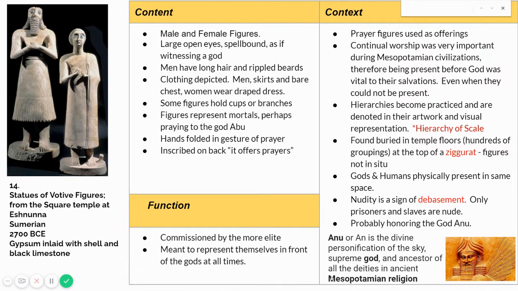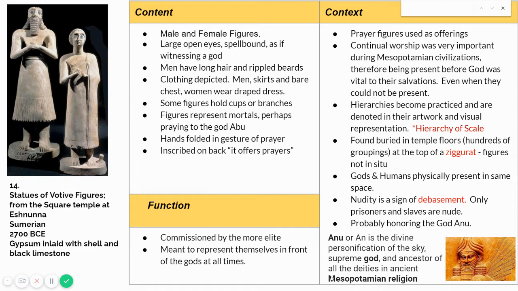We have clothing that is depicted, so we're able to see how both genders were to dress in those days. Men wore skirts and were bare-chested. Women would wear a draped dress. Some figures would hold cups or branches. The figures represent mortals, so that means that they are representative of a human person.